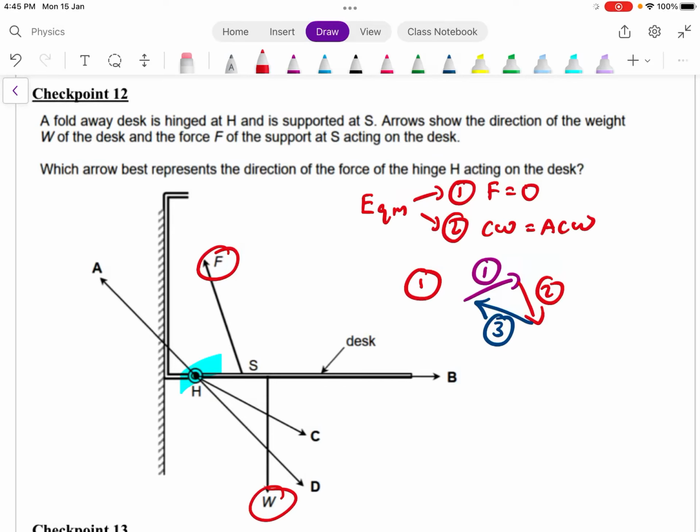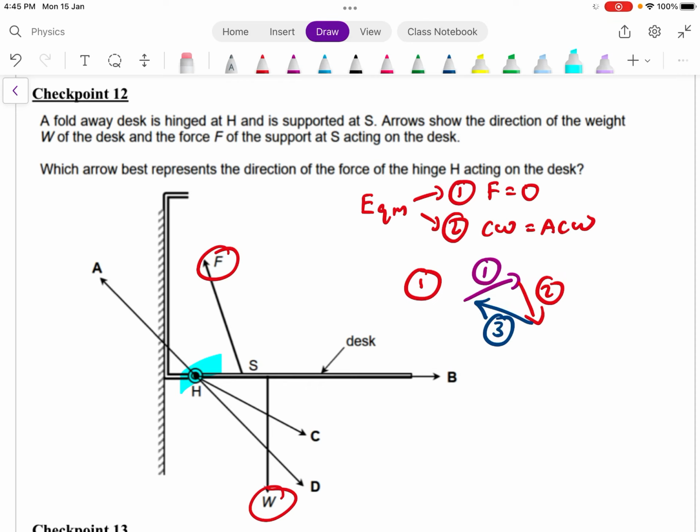Alright, so let's go through checkpoint 12 of our stable equilibrium. So we have this dash, right, hinging at H, supported by S. The arrow shows the direction of the weight, and the force F of the support at S acting on the desk. So which arrow actually best represents the direction of the force that the hinge acts on the desk? Okay, so this checkpoint is actually testing us on stable equilibrium.